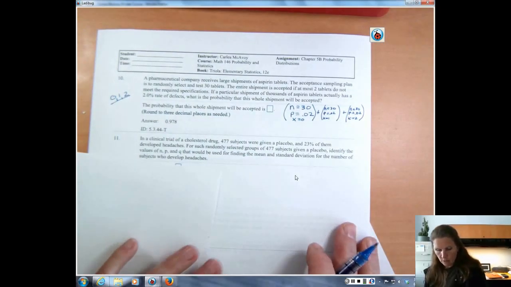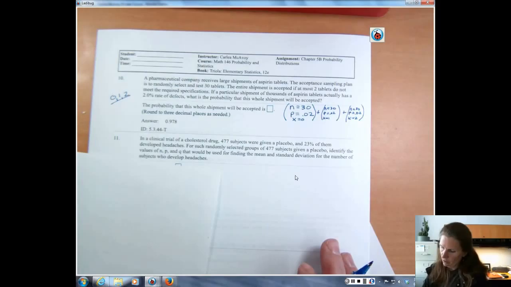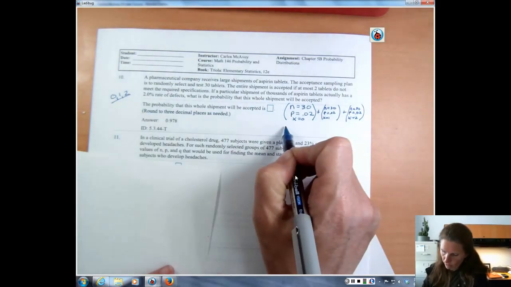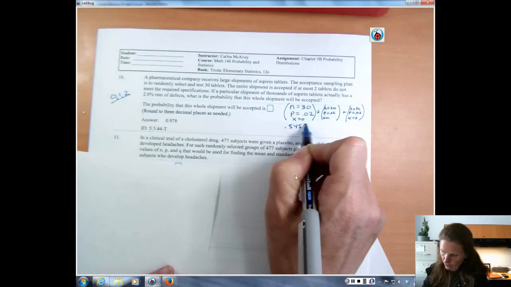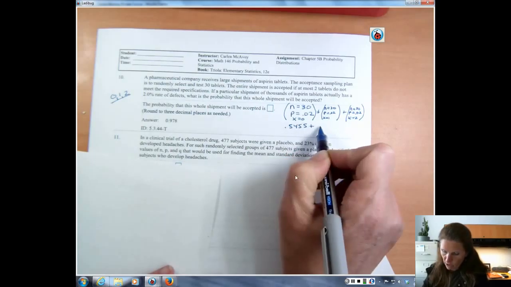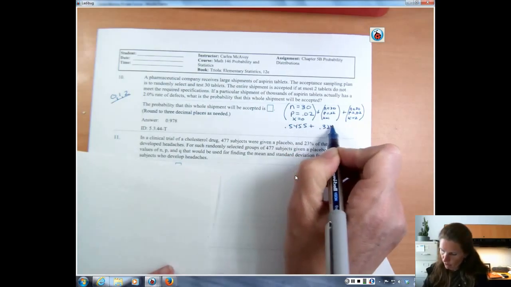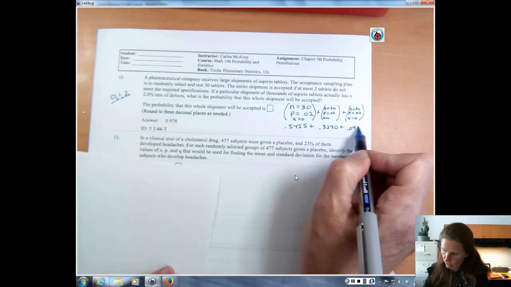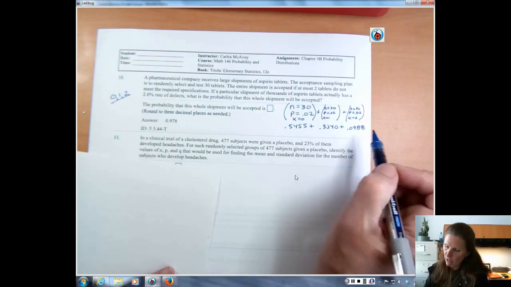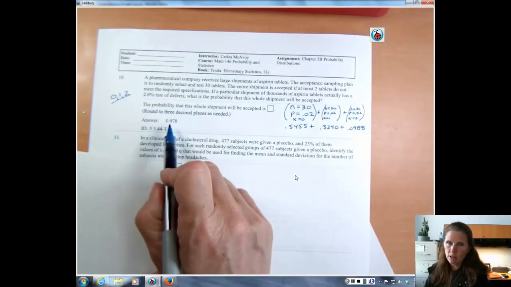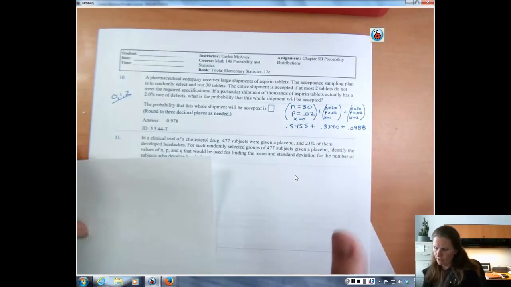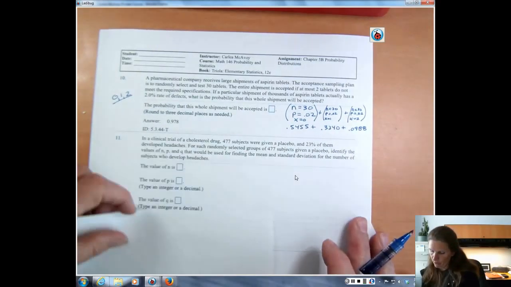And I did that while you guys were on pause, so the probability of 0 is 0.5455. The probability of 1 is 0.3340. You're just going to put that into the calculator. We've been doing that over and over, so I'm sure you feel comfortable with that now. And when you add that up, you get 0.978. Okay. I went out 4 places. We'll need to go 3, but anyways.